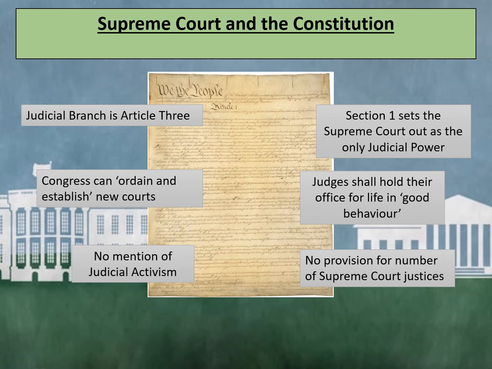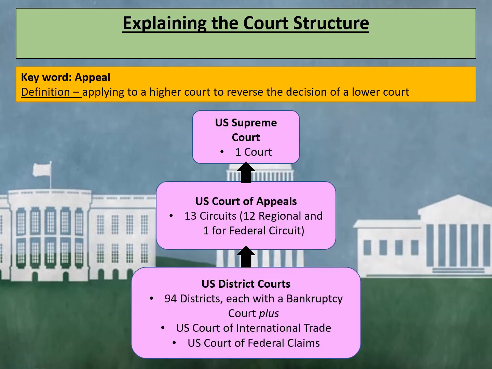The Judiciary Acts of 1789 sets up the system of lower federal courts, as initially the Constitution only sets out the provision for the Supreme Court. It also sets out the role of the Supreme Court judges, who shall hold their office for life and in good behaviour. The Constitution does not make it clear on how many Supreme Court justices there should be, and nor is there any mention of judicial activism.